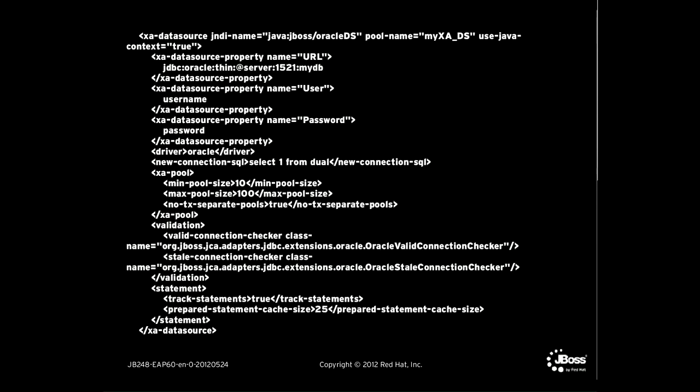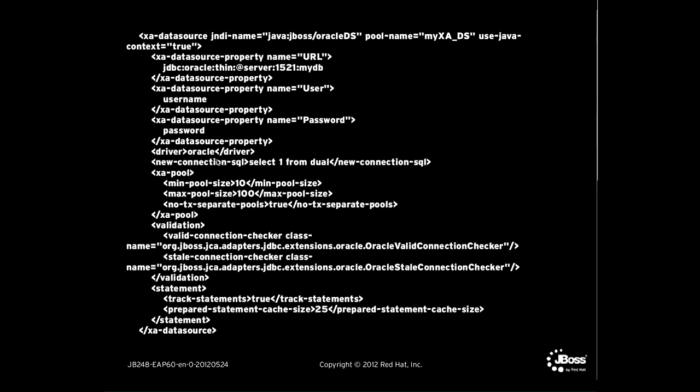Let's take a look at an XA data source example and investigate some of the differences between an XA and a standard data source definition. First, some similarities. You still need a JNDI name, and you still need a driver. The validation and statement tags remain largely the same as well.